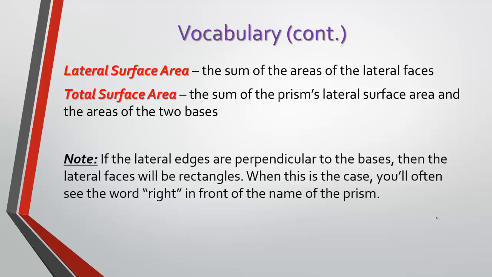All right, and something to keep in mind, if the lateral edges are perpendicular to the bases, then the lateral faces are going to be rectangles. So when this is the case, you're going to often see the word "right" in front of the name. We'll get an example when we come to it. But if you ever see a polyhedron described as a right, whatever, then that would mean that you can assume that the lateral edges are perpendicular to the bases, and that the lateral faces are rectangles.